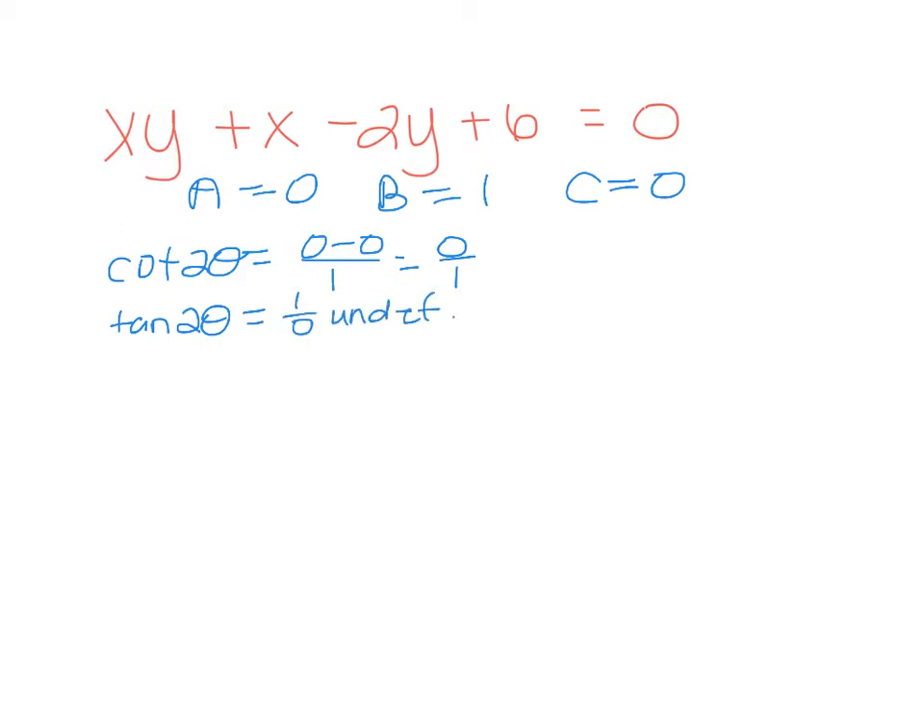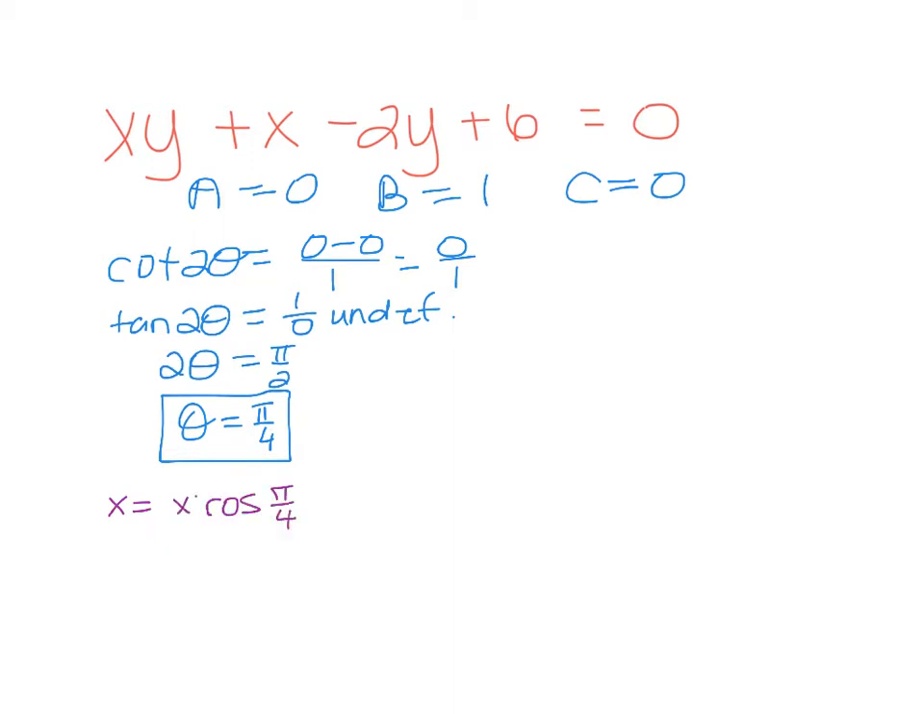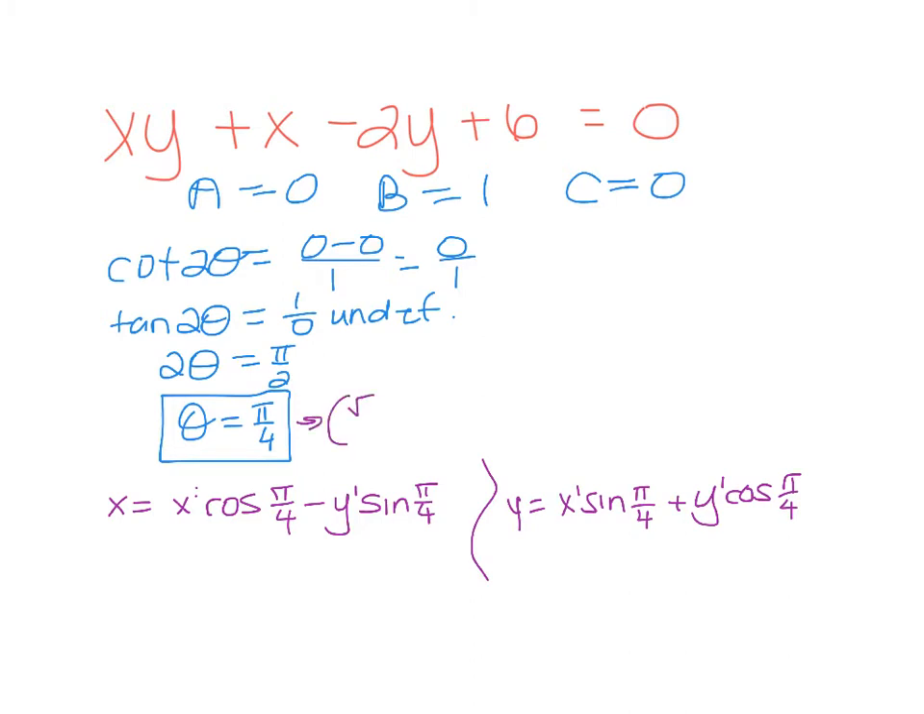So we know this happens at pi over 2. So 2 theta equals pi over 2. Theta is pi over 4. So that's the first checkpoint. And then x equals x prime times the cosine of pi over 4 minus y prime times the sine of pi over 4. y equals x prime times the sine of pi over 4 plus y prime times the cosine of pi over 4. So pi over 4's coordinate is root 2 over 2 and root 2 over 2.